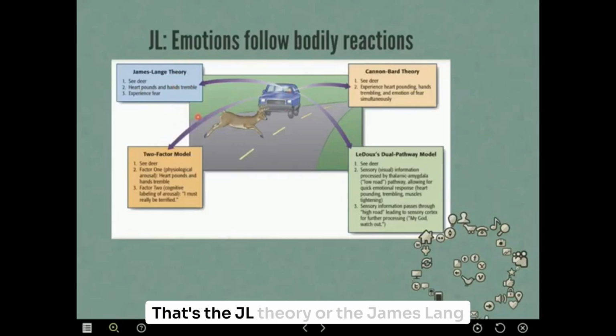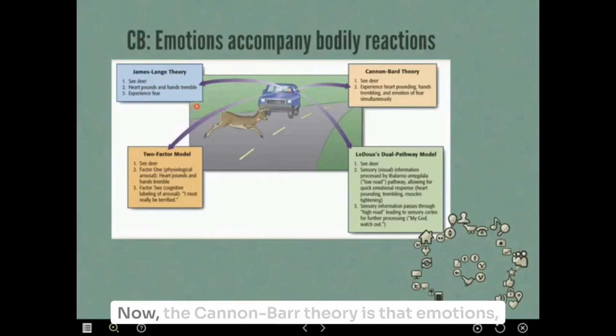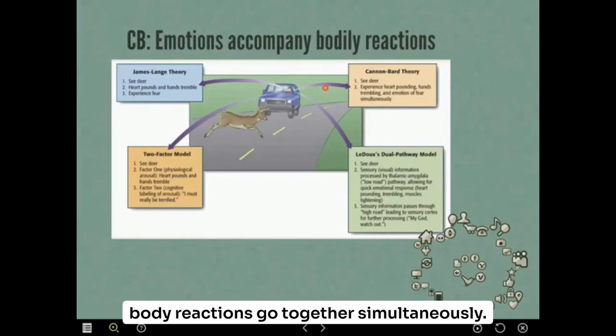That's the JL theory, or the James-Lange theory. Now, the Cannon-Bard theory is that emotions, which is the cognitive part of it, and your body reactions go together simultaneously. In other words, your body reacts as you actually experience both at the same time.